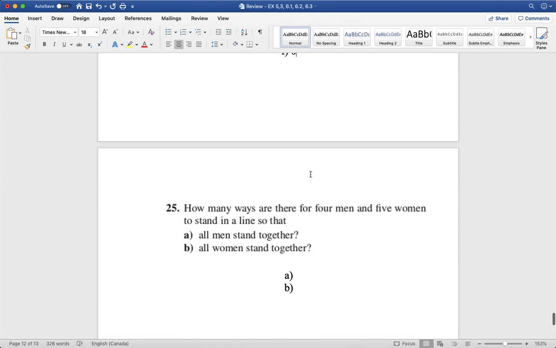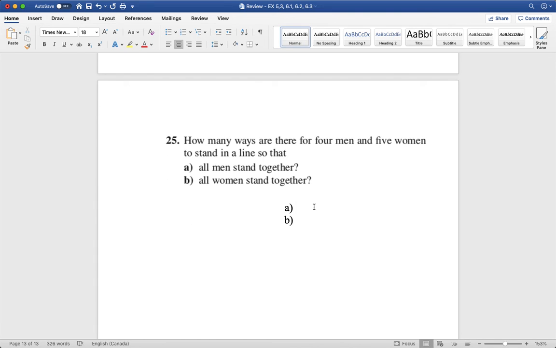All right, let's take the last question. How many ways are there for 4 men and 5 women to stand in a line so that all men stand together? There are 4 men and 5 women, and we have to find the number of ways in which all men stand together. So that will be 17,280. And then if all women stand together, it will be 14,400.